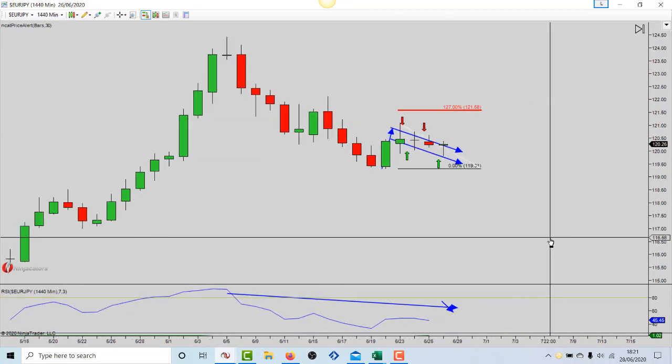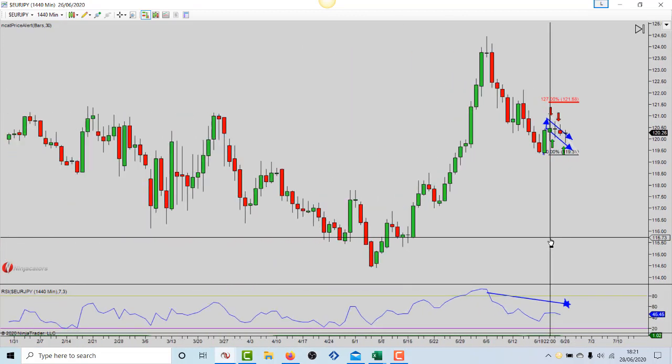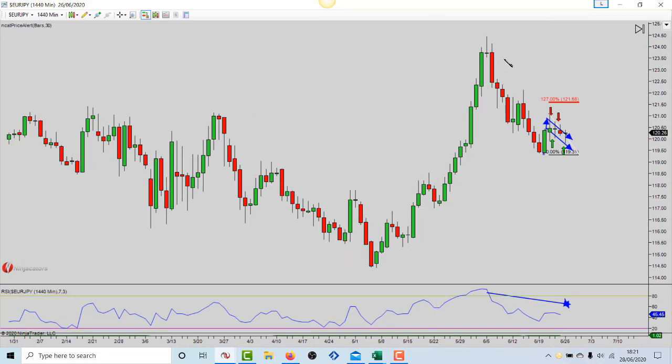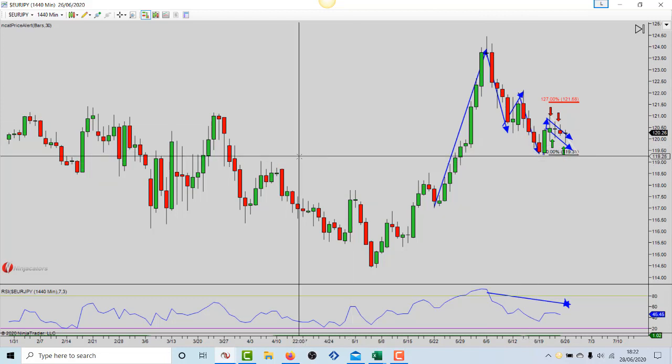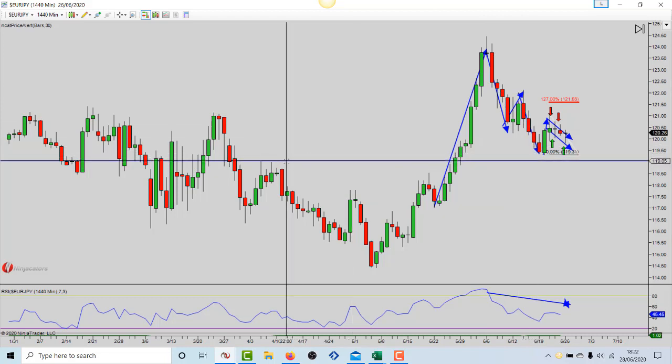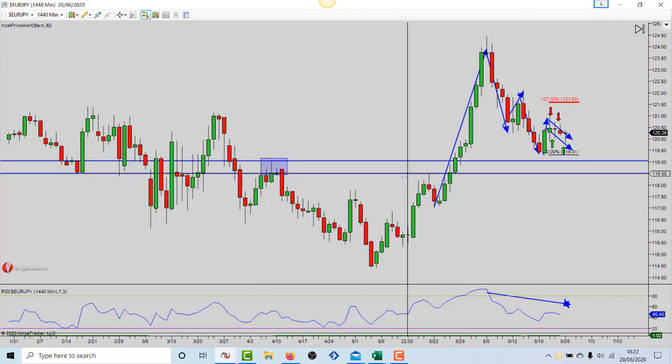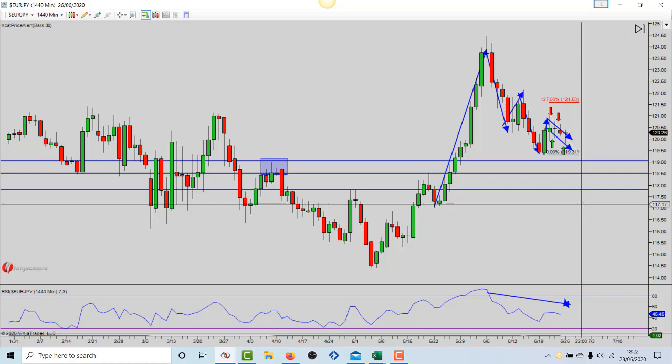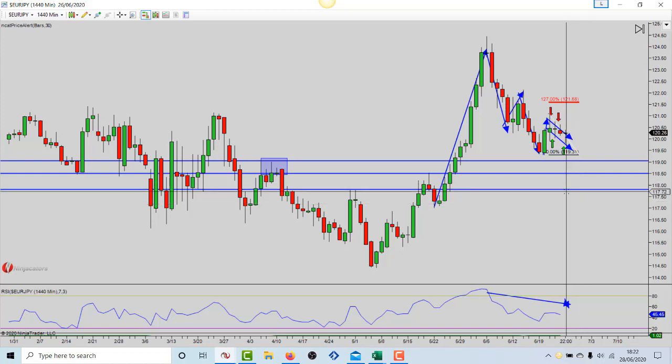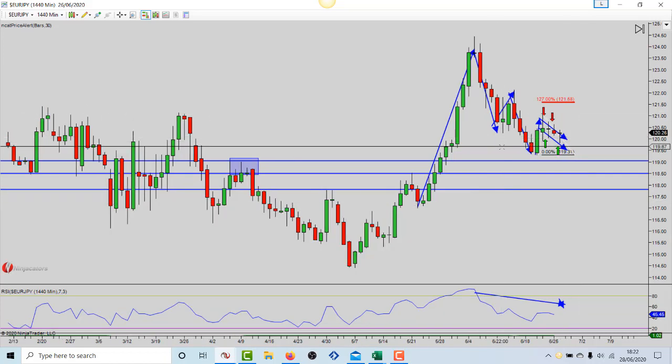Euro yen on the dailies. What's going on? Okay, very big rally, move lower, pull back, move lower. We have not come into this structure level, this one or this one, so there is definitely room for the market to come lower if it wants to.